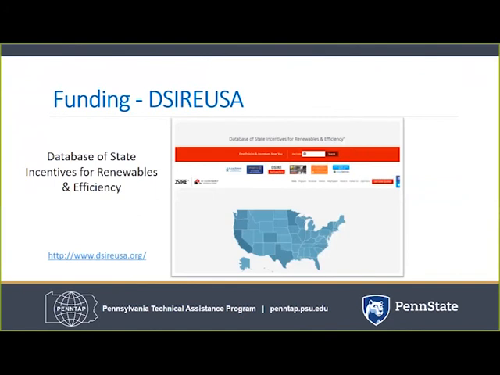For other sources of funding or incentive programs, the Database of State Incentives for Renewable Energy, DSIRE, is a very useful online resource. It is the most comprehensive source of information on incentives and policies that support renewable energy and energy efficiency in the United States. Established in 1995, DSIRE is operated by the North Carolina Clean Energy Technology Center at North Carolina State University and is funded by the U.S. Department of Energy. DSIRE lists rebates, grants, loans, and tax incentives for each state.